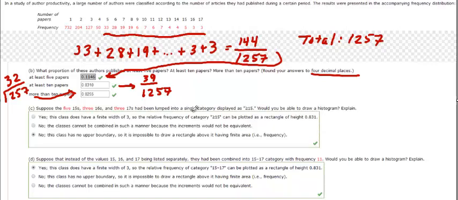The next were just a couple of questions having to do with, do you understand how classes are made? And the explanation would be there, so I'll let you look at that.